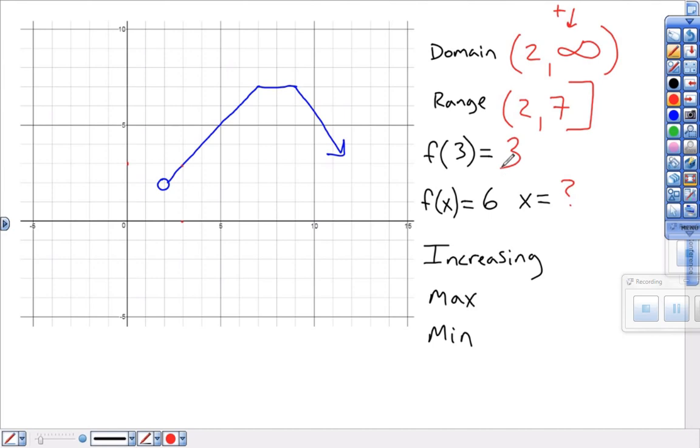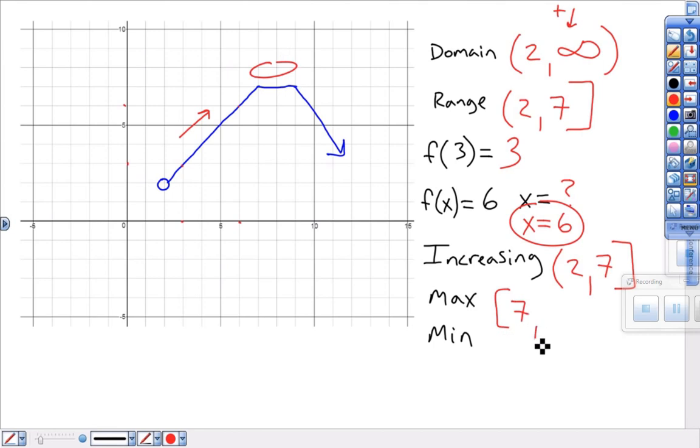Number 3, be able to evaluate f of 3. Go over to 3 on the x-axis, hit that line, go over, it's 3. Make sure you know the other one where I give you y instead. That means find that on the y-axis first and then find that corresponding x value. So again, know when I'm giving you x and you're finding y, or know when you're given y and you're finding x.